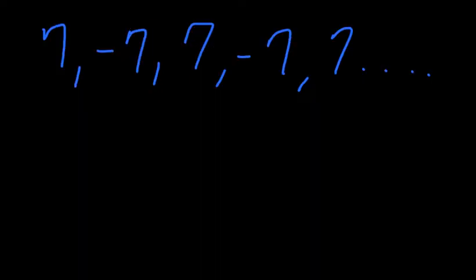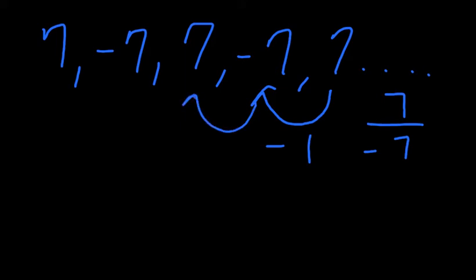Here's another one. What's happening here? If you can't figure out what's happening, start at the end and go backwards. 7 divided by -7, that's -1. -7 divided by 7, that's -1. Pretty soon, you see it's -1. Now, most of us can look at this one from the front and go, oh, 7 times -1 is -7. -7 times -1 is 7. So sometimes you can figure it out frontwards, but if you can't, start at the back.